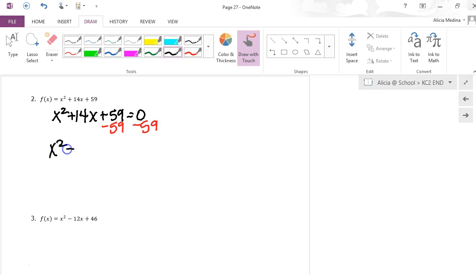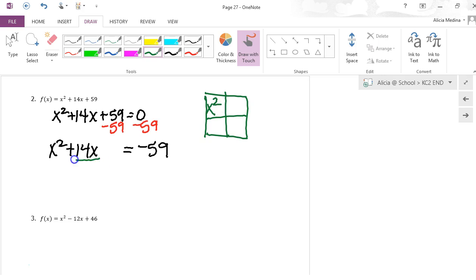X squared plus 14x. I'm going to leave a space there because eventually we will complete the square. Minus 59. Alright, I have to complete the square now. So I'm going to draw that up here. I'm going to take my x squared. And I see that middle term right there, that 14x. So that's the number I have to divide between those two boxes.